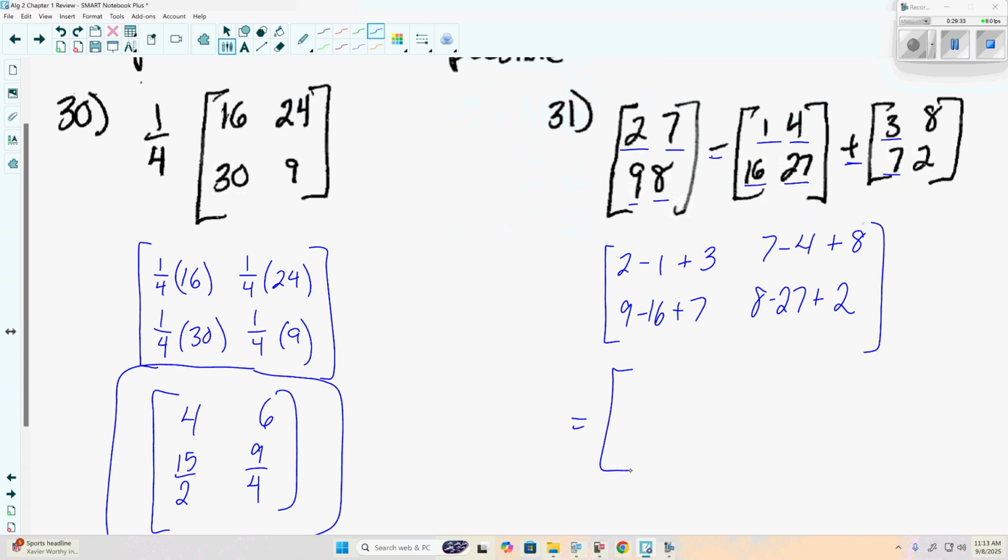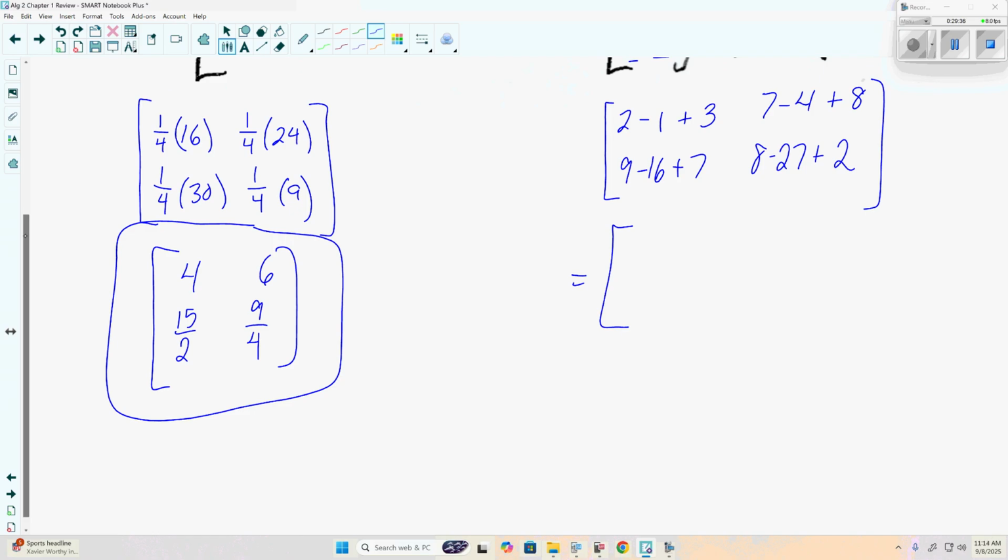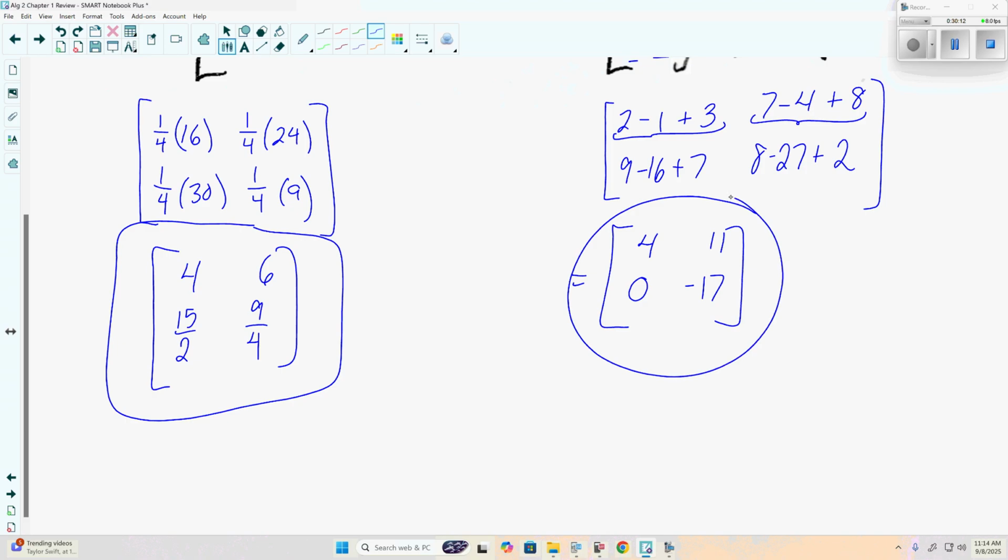Now at this point here, again, just like we did the previous one, you can type each one of these sets of elements in. So you could do 2 minus 1 plus 3 in the calculator, and it would give you the answer. 2 minus 1 is 1, plus 3 is 4. 7 minus 4 is 3, plus 8 is 11. 9 minus 16 is negative 7, plus 7 is 0. 8 minus 27 is going to be negative 19, plus 2 is negative 17. And we get this here.